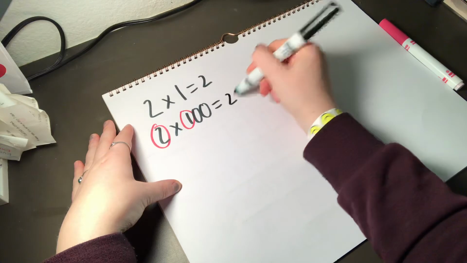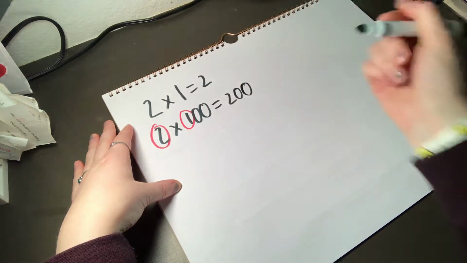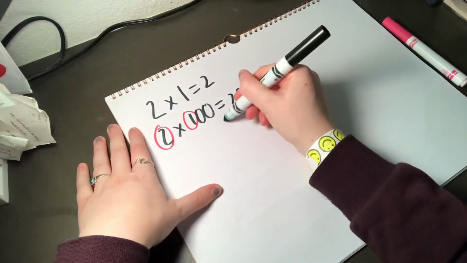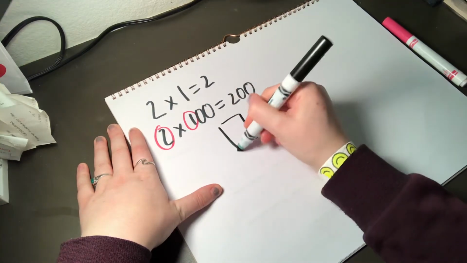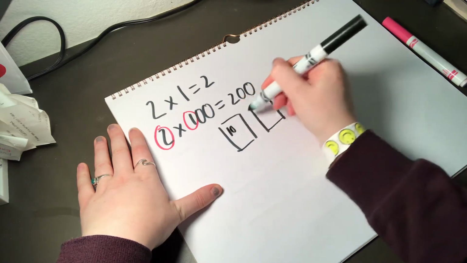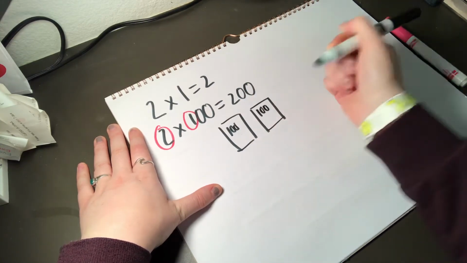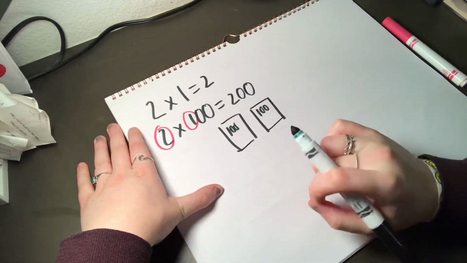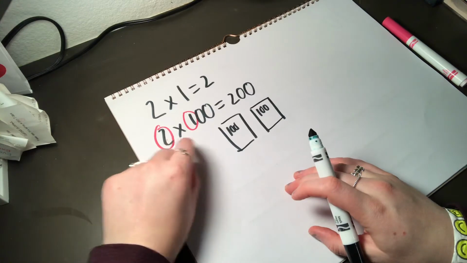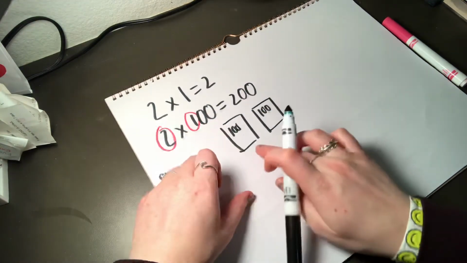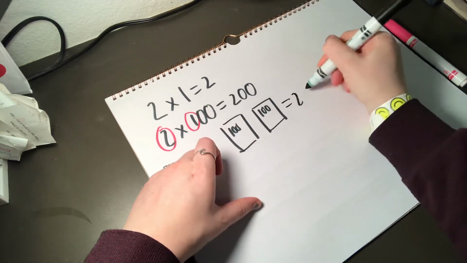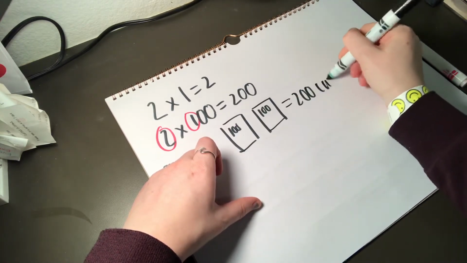So we get 200. We could also look at this as having 2 bags of candy, each one containing 100 candies. Now, just because we have 2 100s does not mean we have 4 zeros. We're still looking at 2 times 1. We have 2 times 1, and so we have 200 candies.